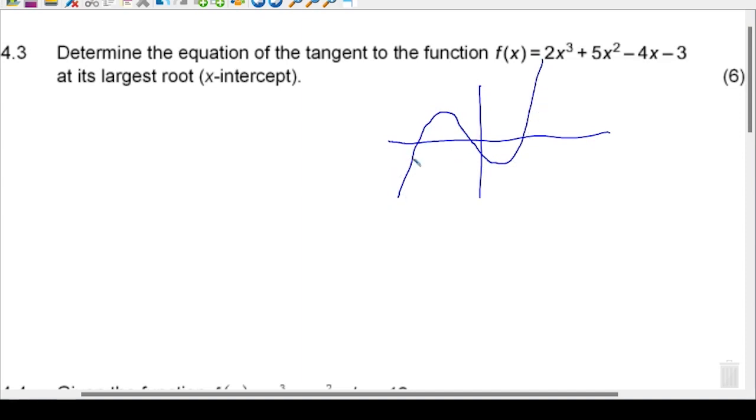All right, and the reason I know that it does that is because of the positive value at the front. In other words, the fact that it's a positive 2 there. All right. If it was a negative, it would go downhill first. Right. Now, what the question's asking us to find is, what is the equation of the tangent at its largest x-intercept? So we're going to need to find out what are its x-intercepts. Okay. And we find x-intercepts by letting y equal 0.